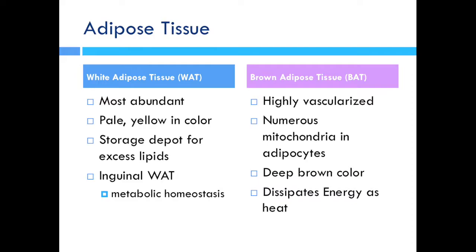Brown adipose tissue, on the other hand, is highly vascularized and has many mitochondria in the adipocytes, giving it a deep brown color, hence its name. It plays a role in thermogenesis and dissipates the energy as heat.